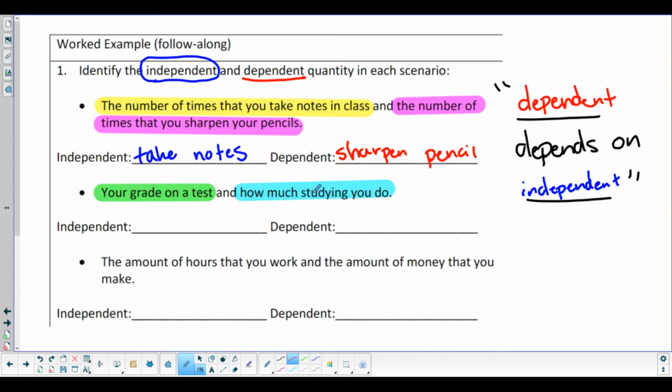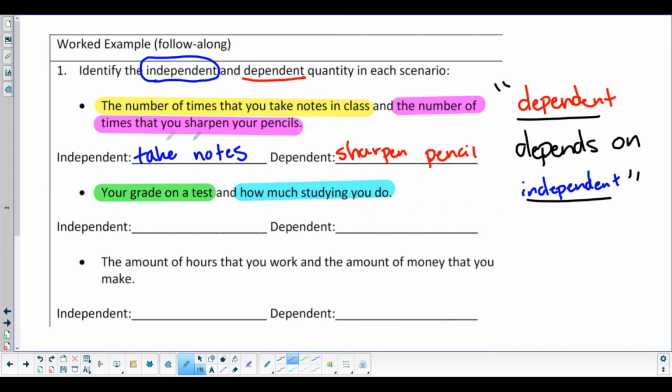Like, the more you study, the better your grade is, right? Generally, or at least the amount of studying you do would affect your grade on a test. Vice versa, right? It's not like you know what you're going to get on the test before you study, right? It's not like we hand out our grades to people and then assign how much studying they should do.